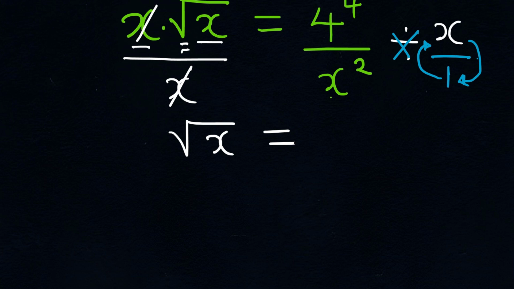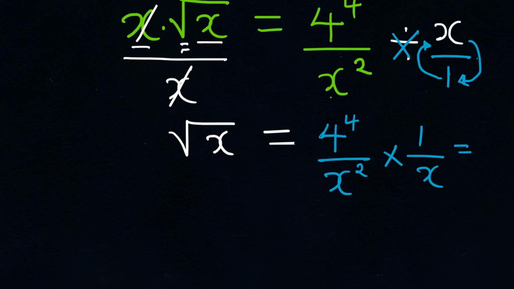So this is going to be 4 to the power of 4 divided by x to the power of 2, multiplied by 1 over x. And this is going to give us 4 to the power of 4, which remains as is because it is being multiplied by 1, and then divided by x multiplied by x squared, which is going to give us x to the power of 3.